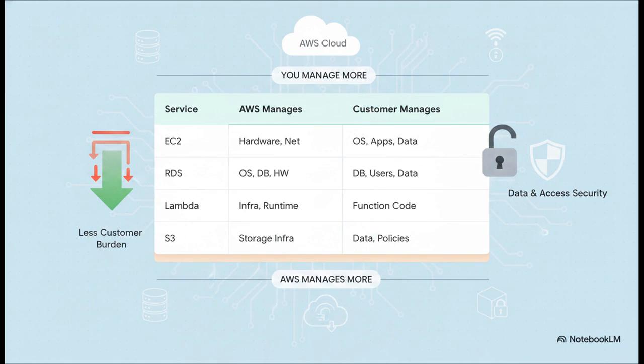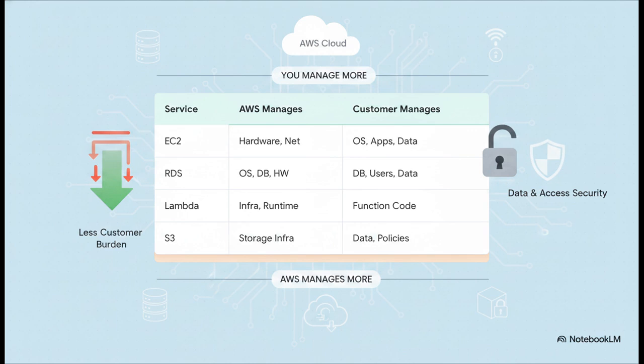Notice how the customer's management burden literally shrinks as we move from basic infrastructure to managed services. The golden rule here is, the more AWS manages, the less work you have to do. Look at EC2. That's basic infrastructure. You manage the operating system, your apps, your data. But move down to RDS, a managed database service, and suddenly AWS takes over managing the OS and the database engine. Move even further down to Lambda, which is totally serverless, and AWS is managing almost everything.